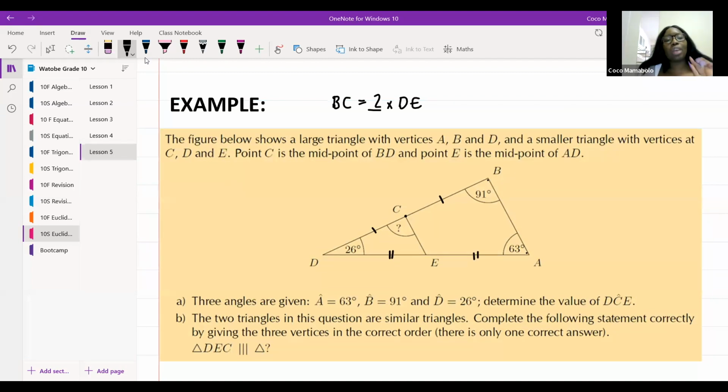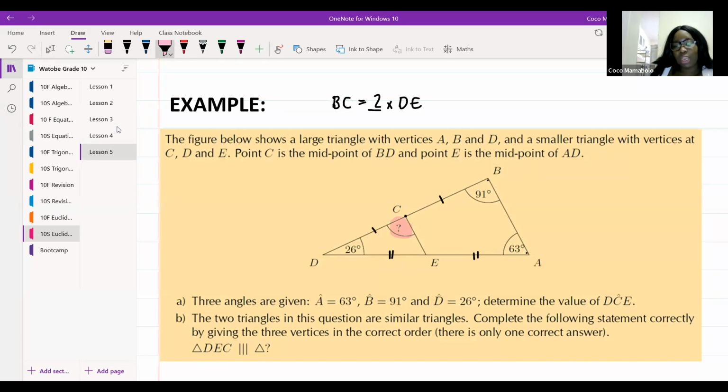Now I want you guys to note that doesn't mean that this one and this one are equal. No, no, no, no. Only these two are equal, not that one. Bear that in mind, guys. Only the ones on each side are equal. Okay, so those are equal. And then it says 3 angles are given. They've given us 26 and 91 and 26. Determine the value of DCE. They want us to determine the value of this.